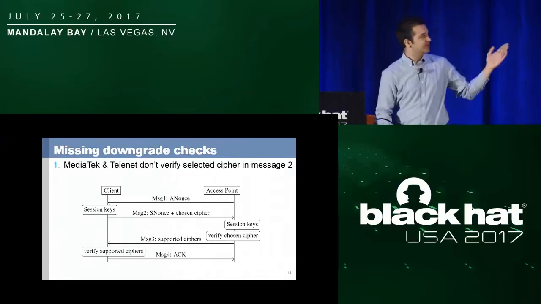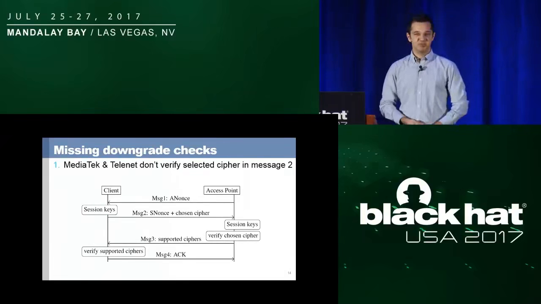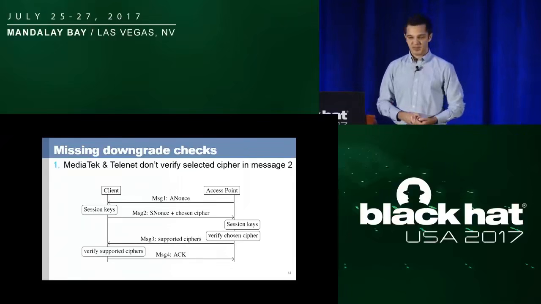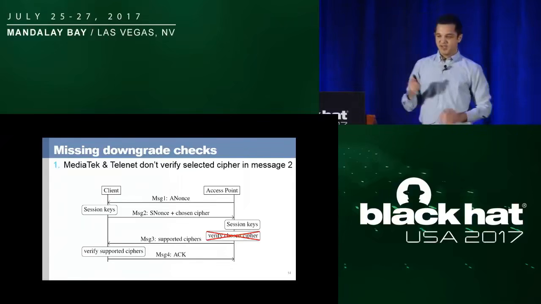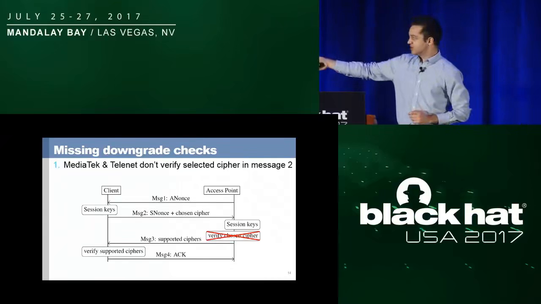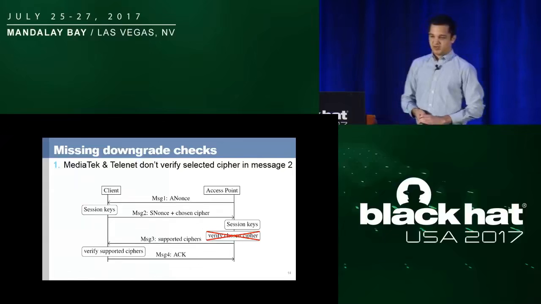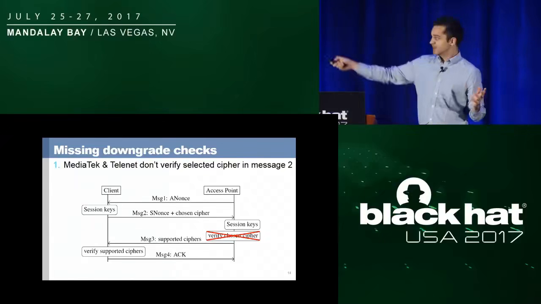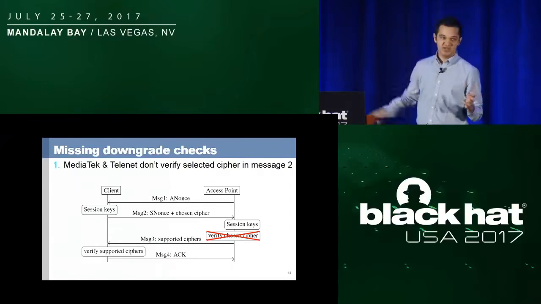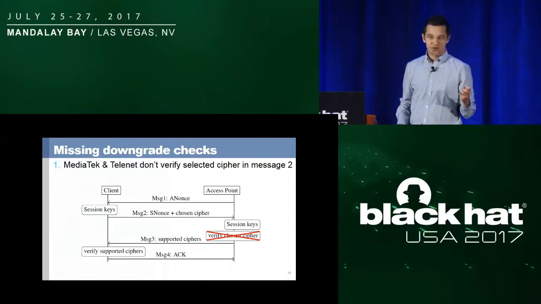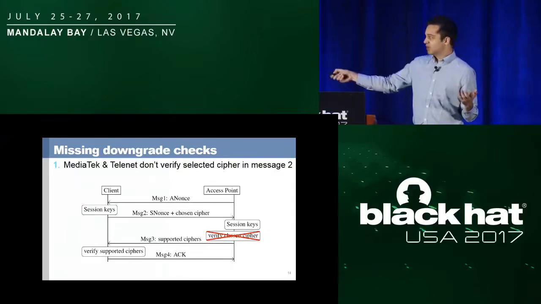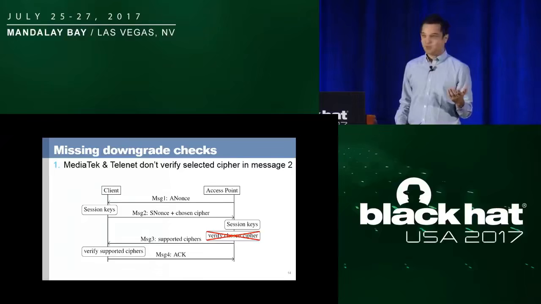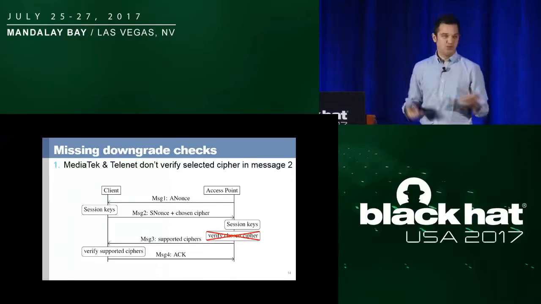So what is Telenet here? Telenet is a Belgian ISP, and they hand out their own home routers with an implementation of the Wi-Fi access point. And here we found that they do not check the chosen cipher that the client sends in message 2. As I mentioned in the introduction, this check is only to make the handshake more robust. Or to put it differently, although this check is missing, I'm not able to come up with an actual attack which abuses this.